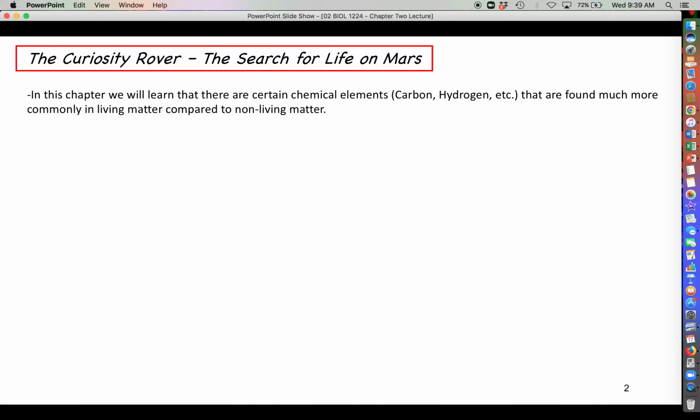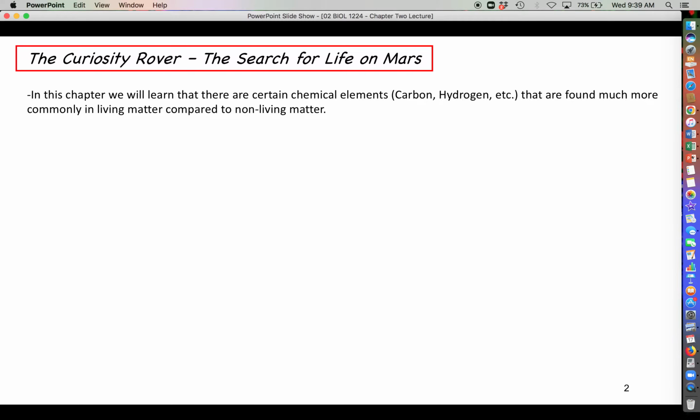So just to give you a little bit of context here, ultimately what we're going to be talking about in this chapter is the difference in chemical composition for living matter versus non-living matter. What is it about the chemical and atomic composition of living matter that's different from non-living matter, like the desk that you're sitting at, or your computer, or the water that you're drinking?